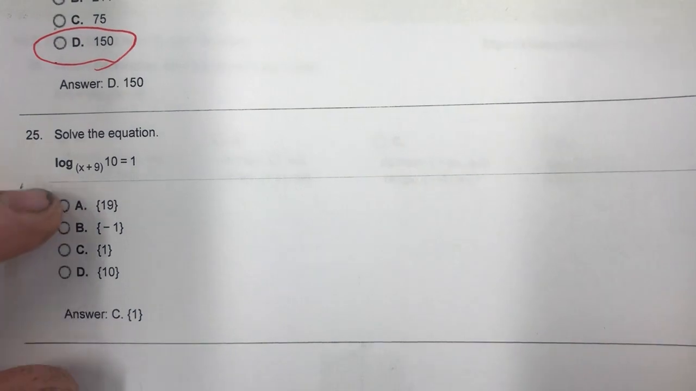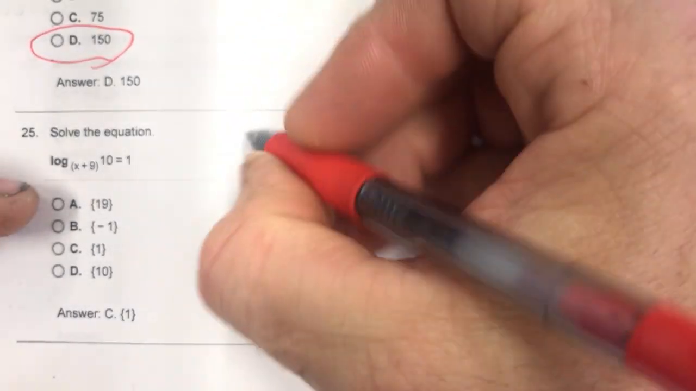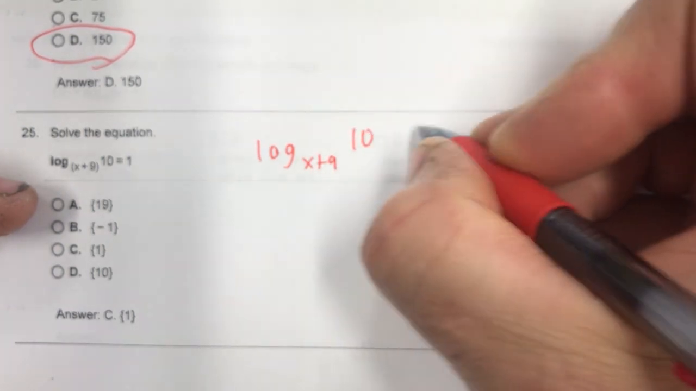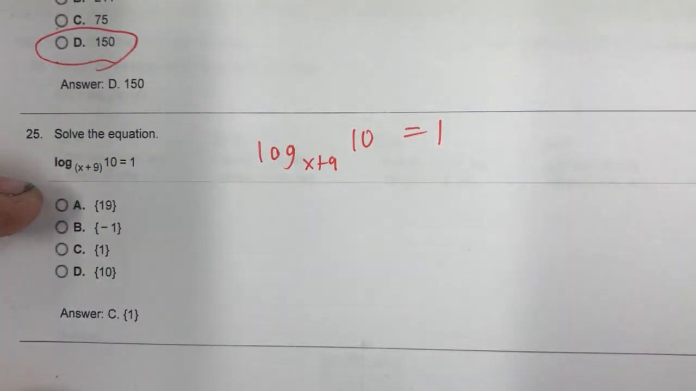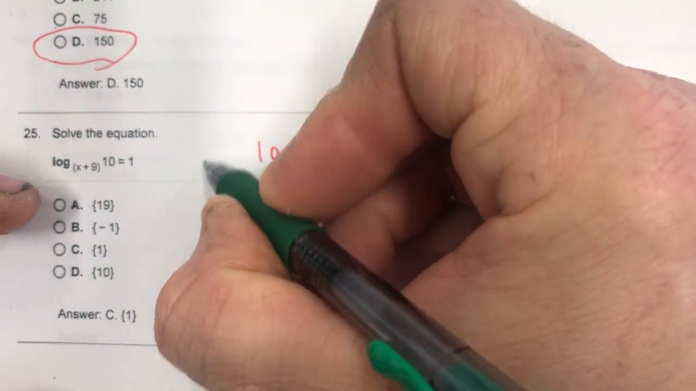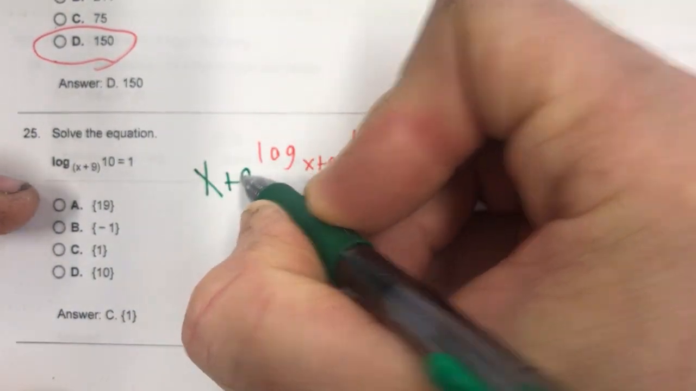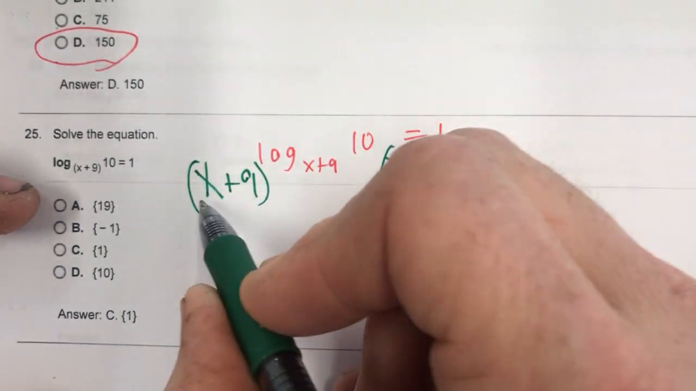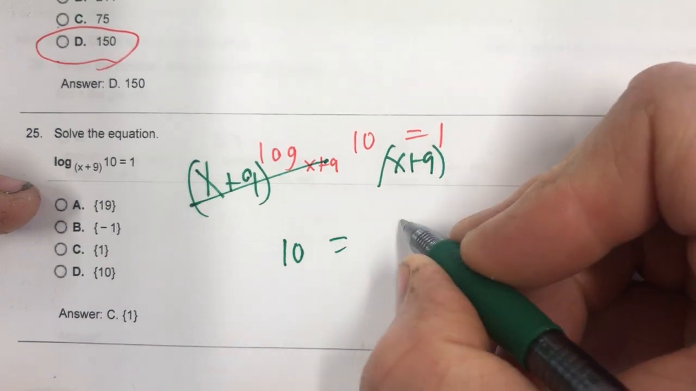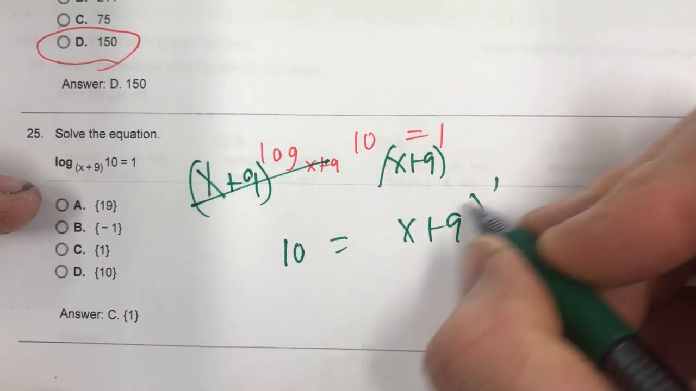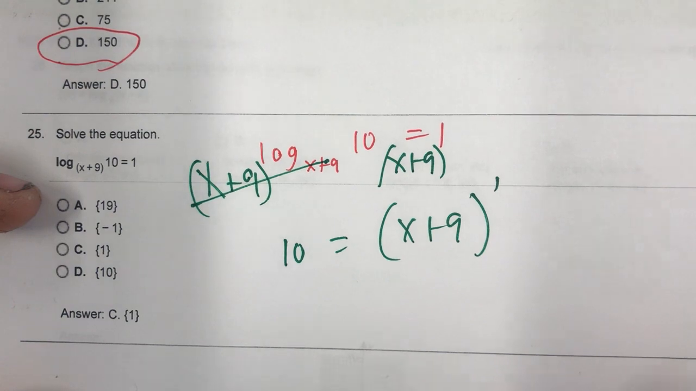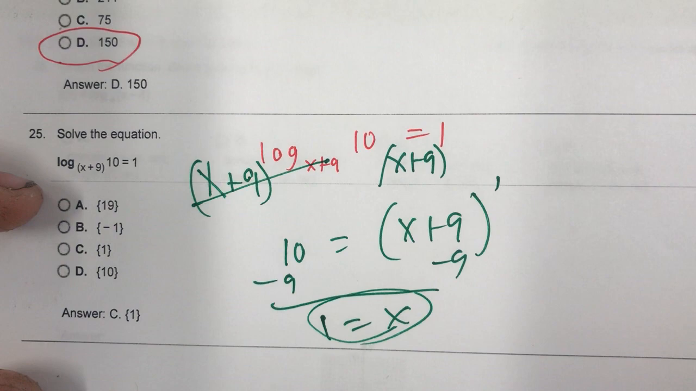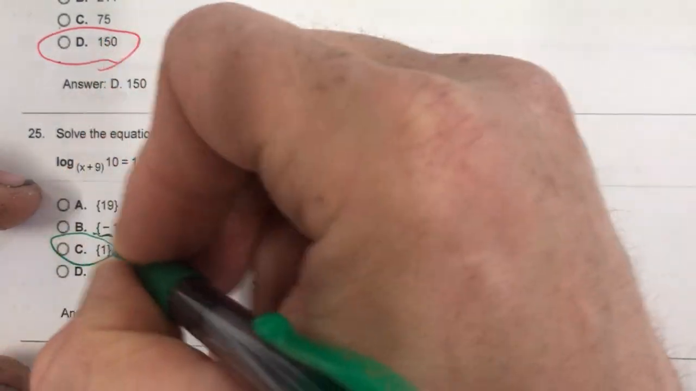Number 26, solve this equation. Okay, I got log base x plus 9 of 10 equals 1. Okay, so what I need to do is, since that's a log, I need to raise it as an exponent. X plus 9. Which makes this cancel, so 10 equals x plus 9 to the 1 power, which is just x plus 9, so minus 9 on both sides. I get x equals 1. So, looks like C here.